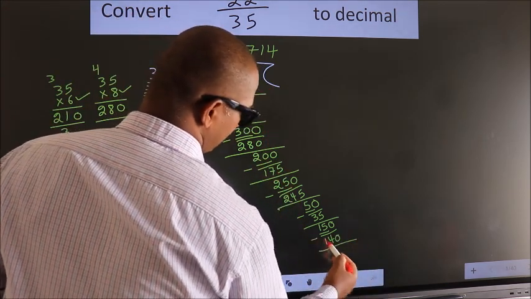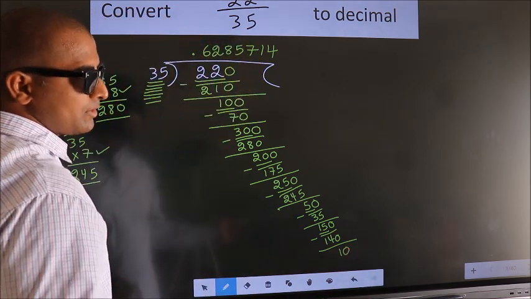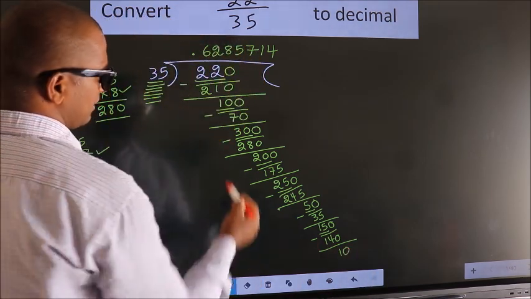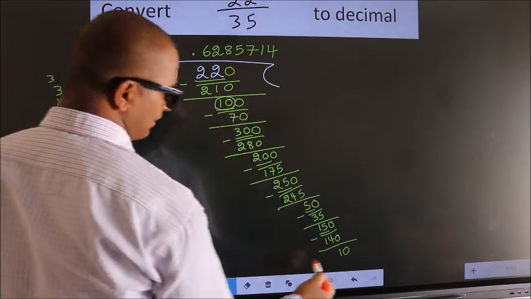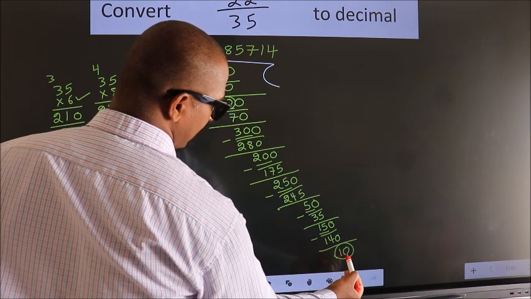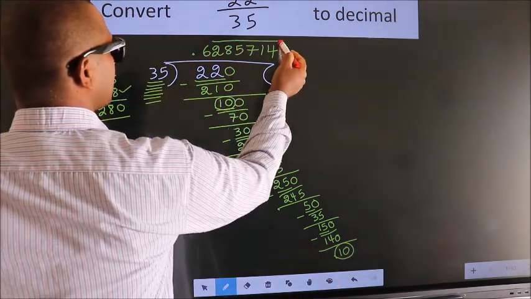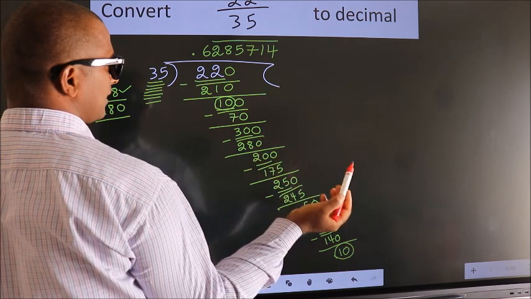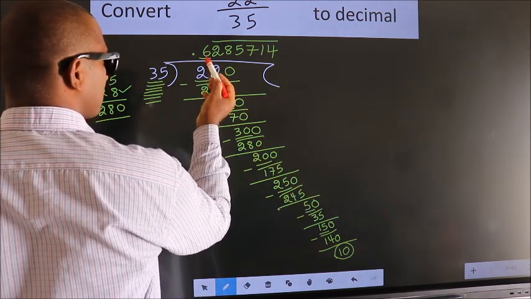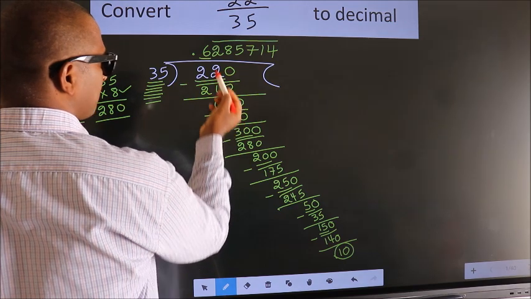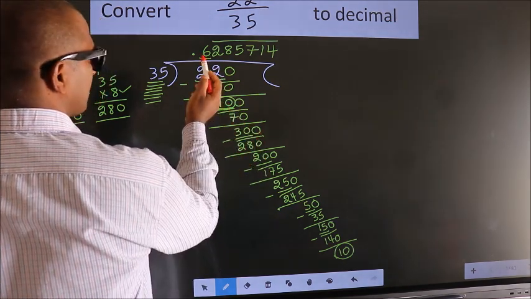Now we subtract, we get 10. Now you observe here, we had 10 here and we got 10 again. That means we get a bar on these numbers. Remember, here we do not get a bar on this starting number, because after doing a step, we got 10. So do not put a bar on this starting number.